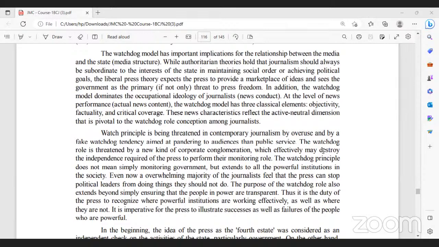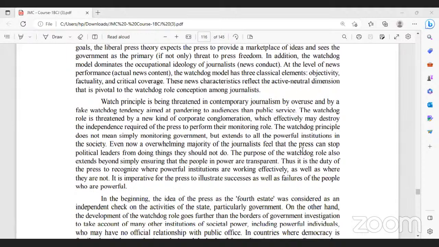So the watchdog principle is being threatened in contemporary journalism by overuse and by a fake watchdog tendency. This is what basically we see, why the media is being criticized. The watchdog has been threatened by a new kind of corporate conglomeration. Why? Because of the media hegemony, we see that there is a threat, and the media is not able to adhere to its professional codes, ethics and values, and objectivity of the reporting.